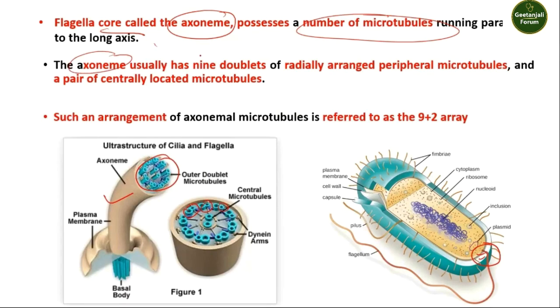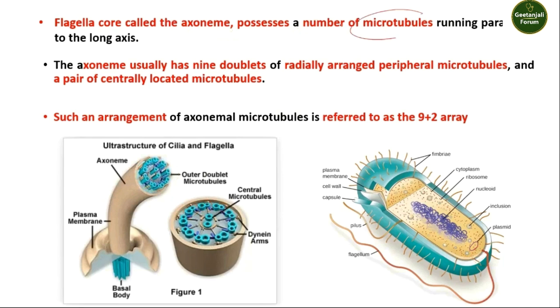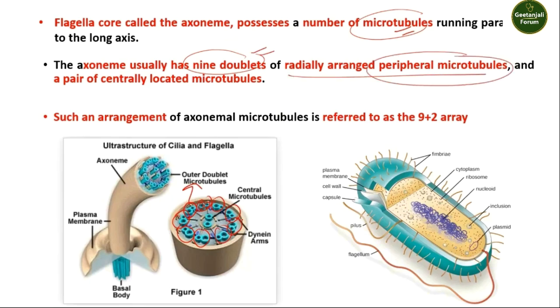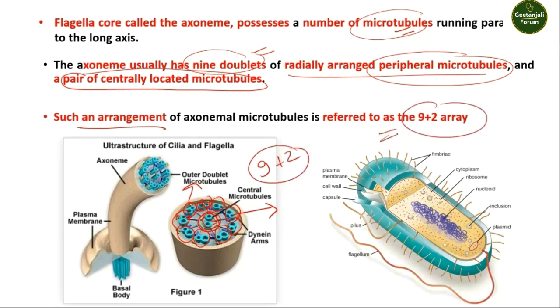The axoneme generally has 9 doublets of microtubules. You can count them here. 1, 2, 3, 4, 5, 6, 7, 8, 9. These 9 are microtubules and these are doublets. It means they are present in pairs of 2. That's why we call them doublet. And they are arranged as peripheral microtubules. These are the peripheral and there is a pair of microtubules in the center. These two are at the center. These are centrally located microtubules. This arrangement of microtubules, 9 outside and 1 pair in center, is called 9+2 array.